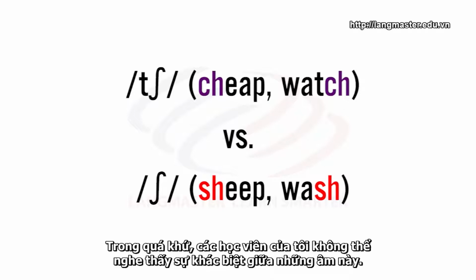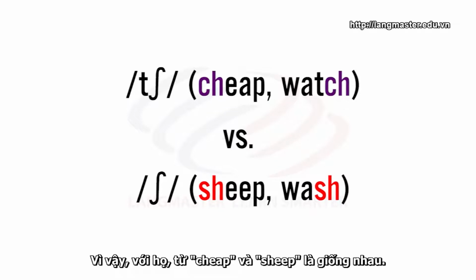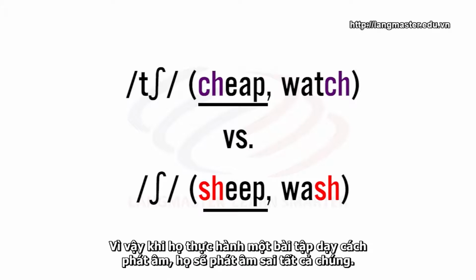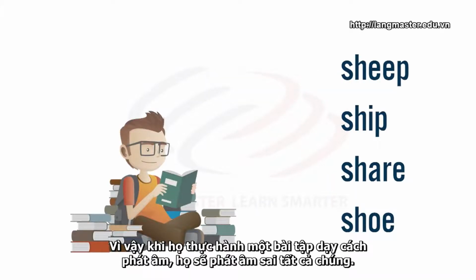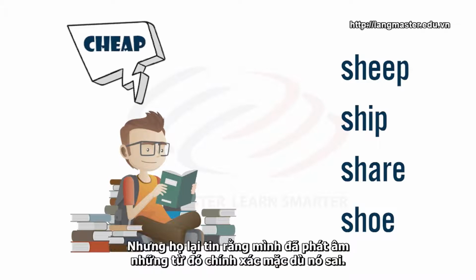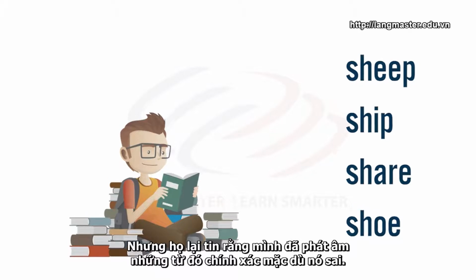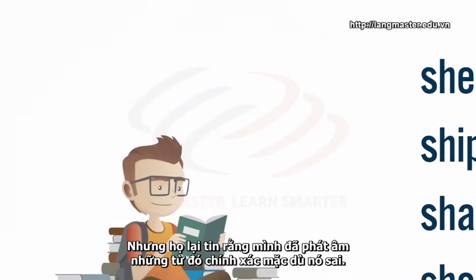In the past, my students couldn't hear the difference between these sounds. So to them, the words cheap and sheep sounded the same. So if they did an exercise teaching how to pronounce these words, they would mispronounce all of them. And they would believe that they were pronouncing those words correctly, even though that wasn't true.